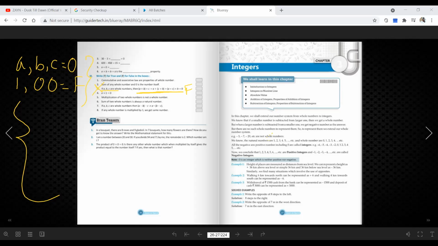So this type of question we will leave. Okay, Srijita, any more confusion? You just see your book nicely and tell me.